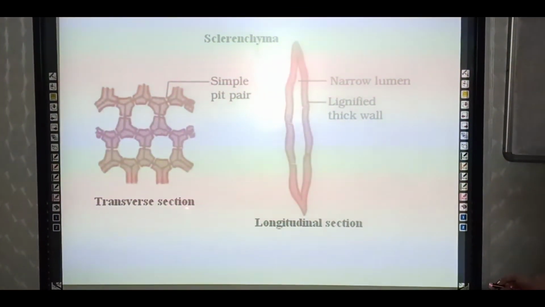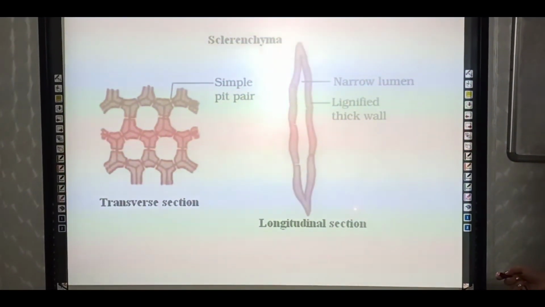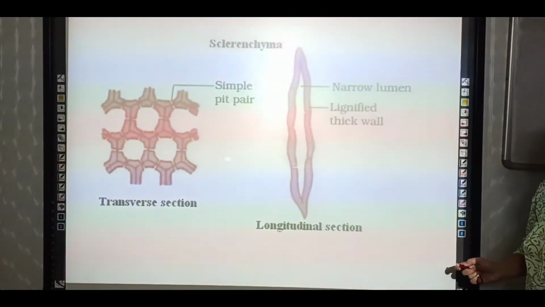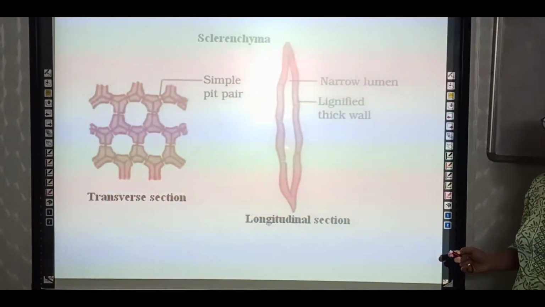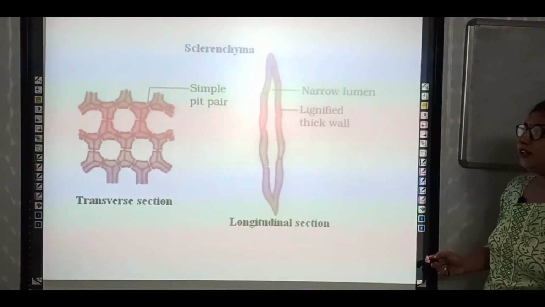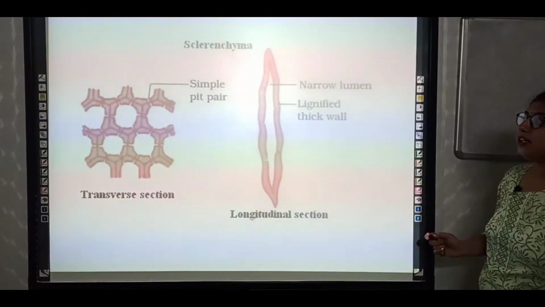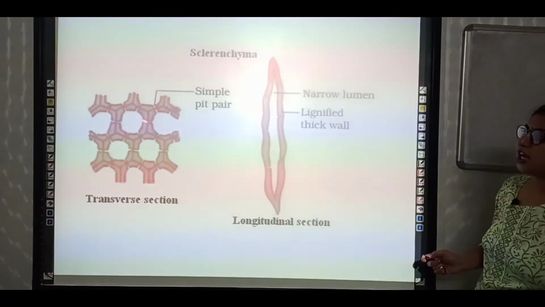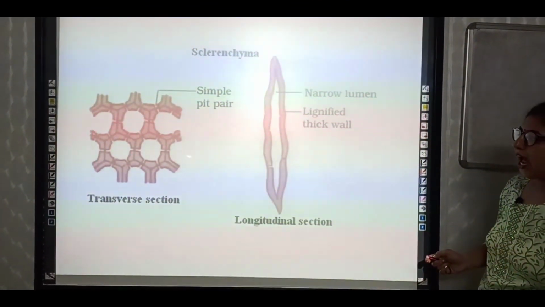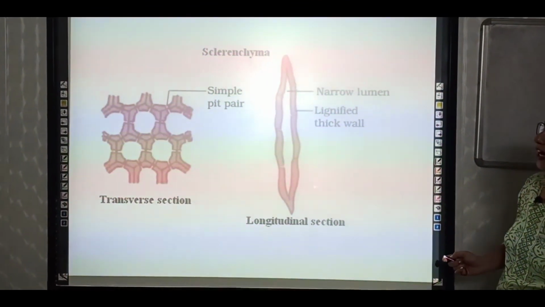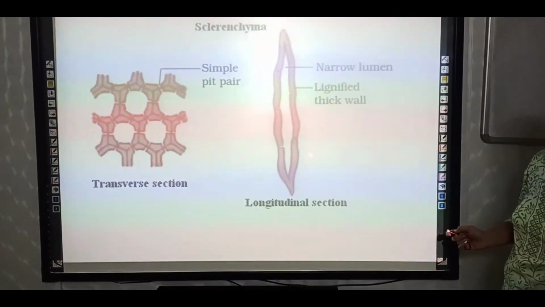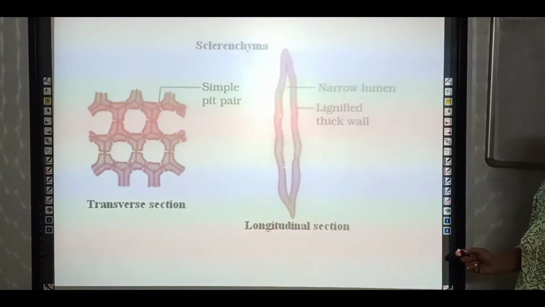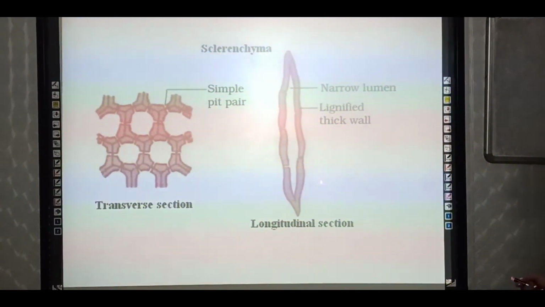This is the transverse section of sclerenchyma and this is the longitudinal section. The last two tissues we studied, that was the parenchyma, collenchyma, both were the living cell. But this sclerenchyma is the dead tissue. It is dead. It has these small pits which help in the transportation, and it has the lignified thick wall. It has the cell wall which has the lignin deposition over it. These are the elongated cells, as you can see.